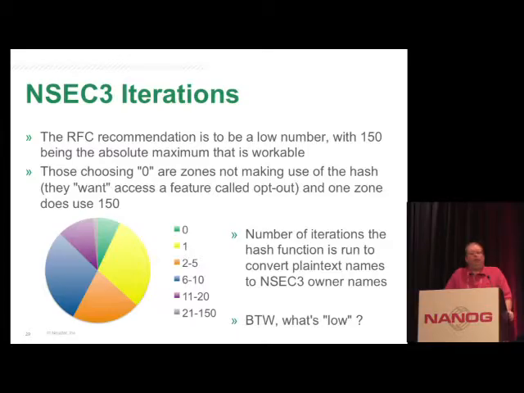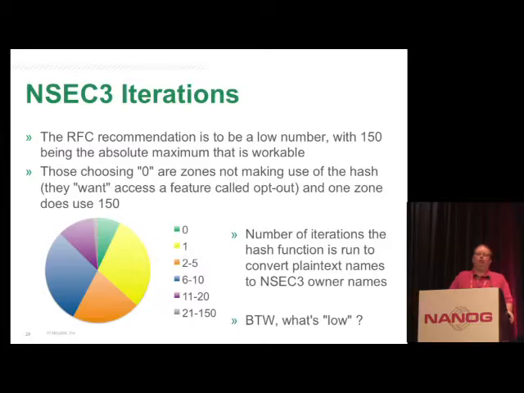NSEC3 iterations. This is just interesting because it's supposed to be low. It doesn't matter. They're recalculating some number over and over again. 0 means that the TLD, and I know this not from observations but from talking to people, didn't use NSEC3 for the hashing. They used it to get access to the opt-out for the scalability of what NSEC3 gives them.